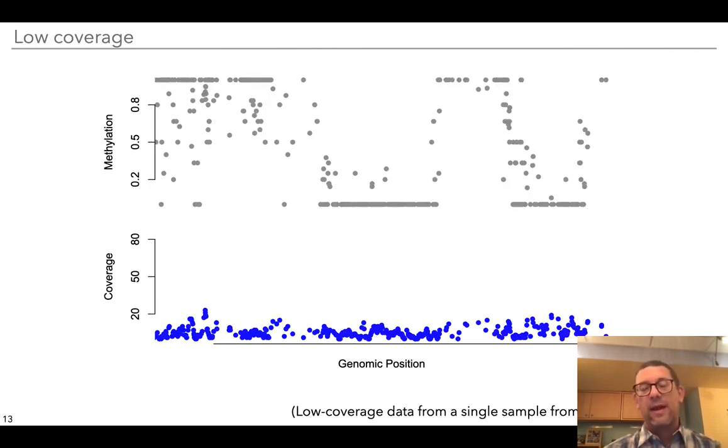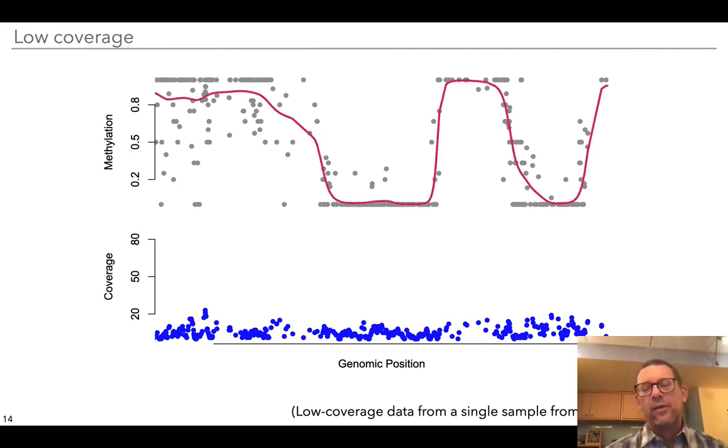In this paper, they actually generated data from 6 individual library preparations of the same sample. And here I've taken one of the 6 library preparations and I've plotted the data here. We can see it's much lower coverage than previously. And we can see there's some spatial structure that looks a little bit similar to before, but there's a lot more variation, or it doesn't look quite as convincing as before.